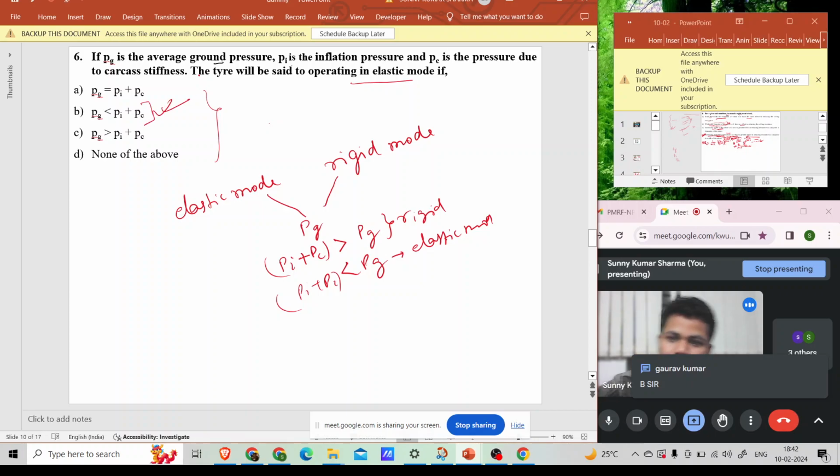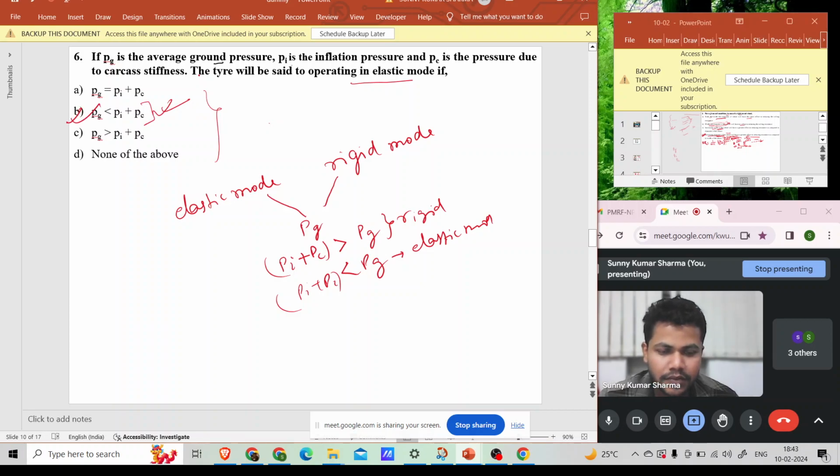PI plus PC should be greater than PG. Yes, correct. D is the correct answer. Sivarman, did you get this? If the ground pressure is more, then that wheel is said to be operating in elastic mode. And if PI plus PC is more, meaning ground pressure is less, then that is rigid mode of operation.